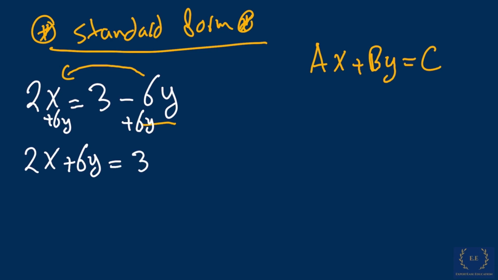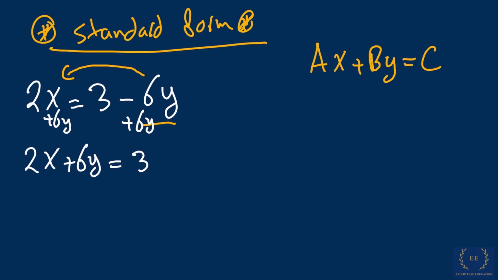Now, compare this equation to the standard form. 2x, okay, ax. 6y, by. C, yes, excellent. But can I simplify it further? Can I divide it by a number to reduce the 2, 6, and 3 to something simplified? Well, not really. If I divide by 2, this becomes 1, this becomes 3, but this becomes 1.5. So we would like to avoid fractions. We need to keep it as a constant regular number.